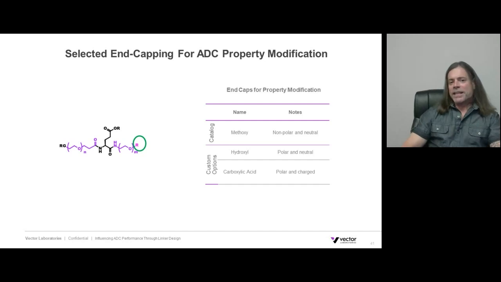We also have different end capping for different property modification. These include methoxy, hydroxy, and carboxylic acids. They can help change the polarity and or charge in physiological environments. The only example in this slide deck was CGen's DAR16 that had the carboxylic acid group at the end, but Mersana's Synthomer scaffold is also making use of features such as this.